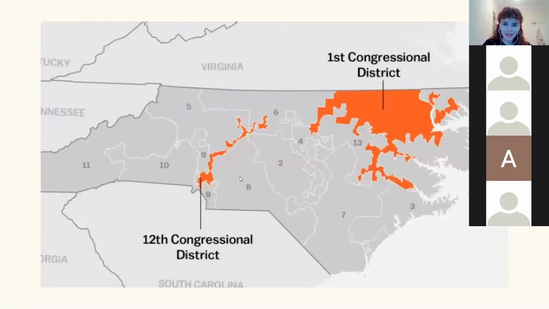Cool. And then here's a picture of a really funny looking congressional district that has been heavily gerrymandered, because it just looks like a line now.